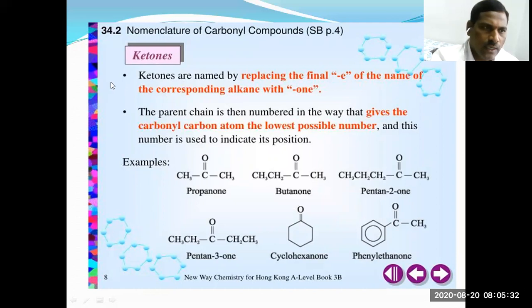So, nomenclature of ketones. Ketones are named by replacing the final e of the name of the corresponding alkane with the one suffix. For example, propanone, the common name of this compound is acetone, butanone, 2-pentanone or pentan-2-one, pentan-3-one, cyclohexanone, phenylethanone.